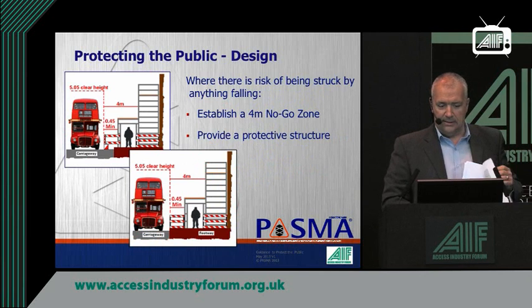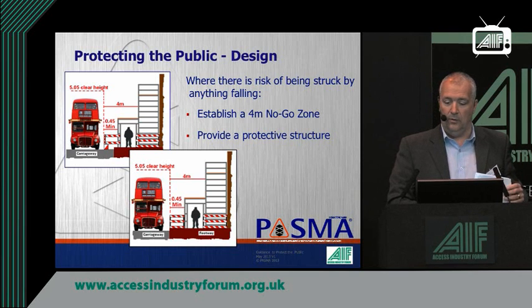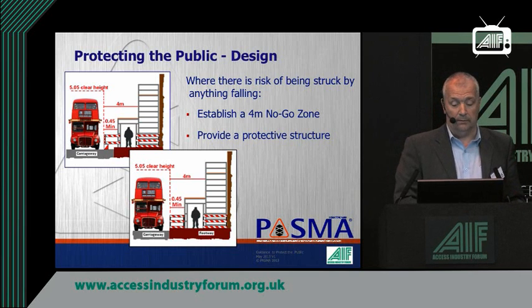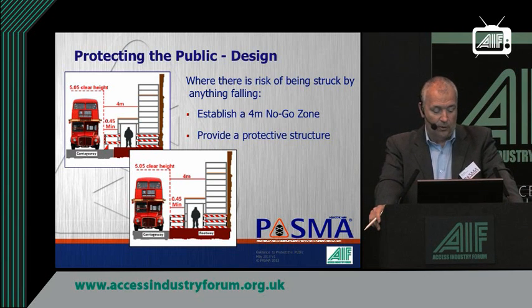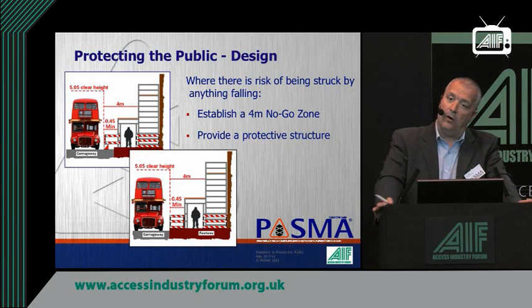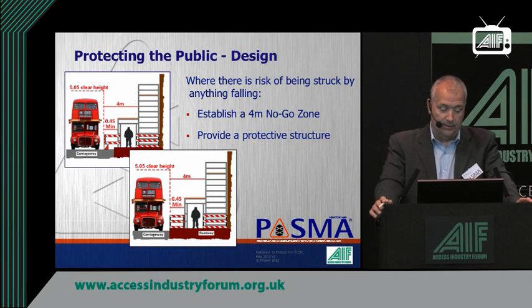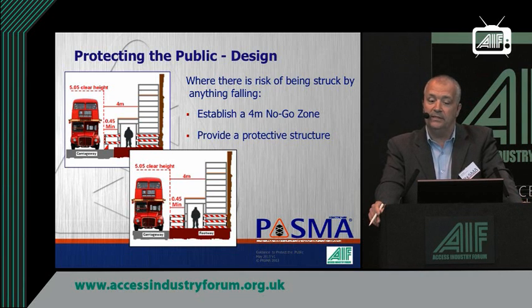The other thing that you need to consider is protecting the public where there's a risk of being struck by anything falling. You need to take suitable and sufficient measures to make sure that that can't happen during, again, the whole course of the work. So that's through the assembly, the use, the alteration, and any dismantling. And where there's a risk identified, you need to put in some sort of measure. That could be establishing a 4-metre no-go zone around the tower, or it could be providing a protective structure.